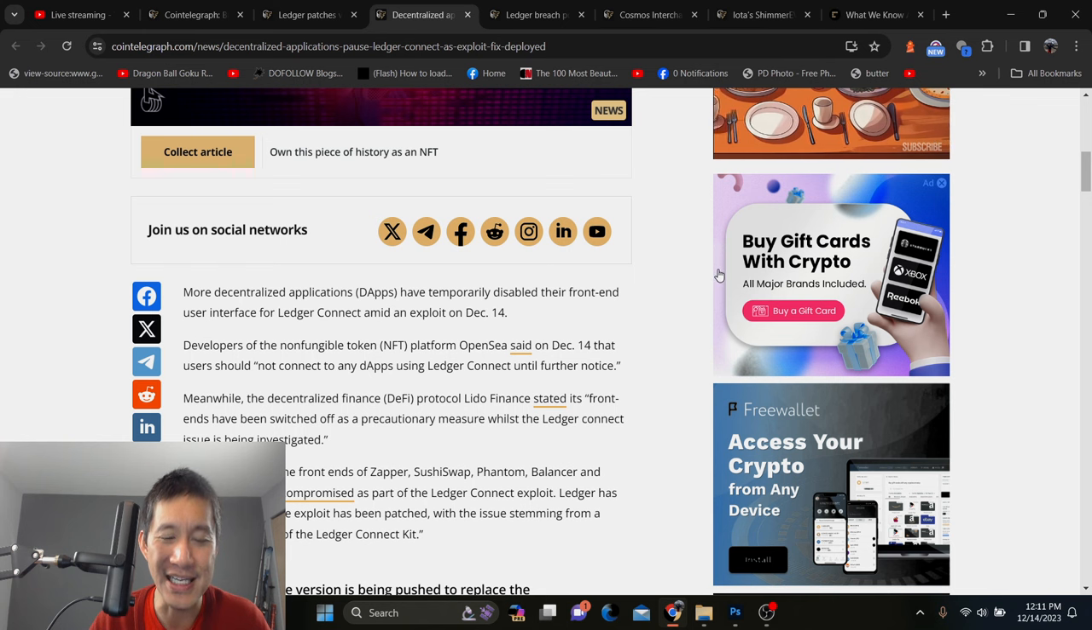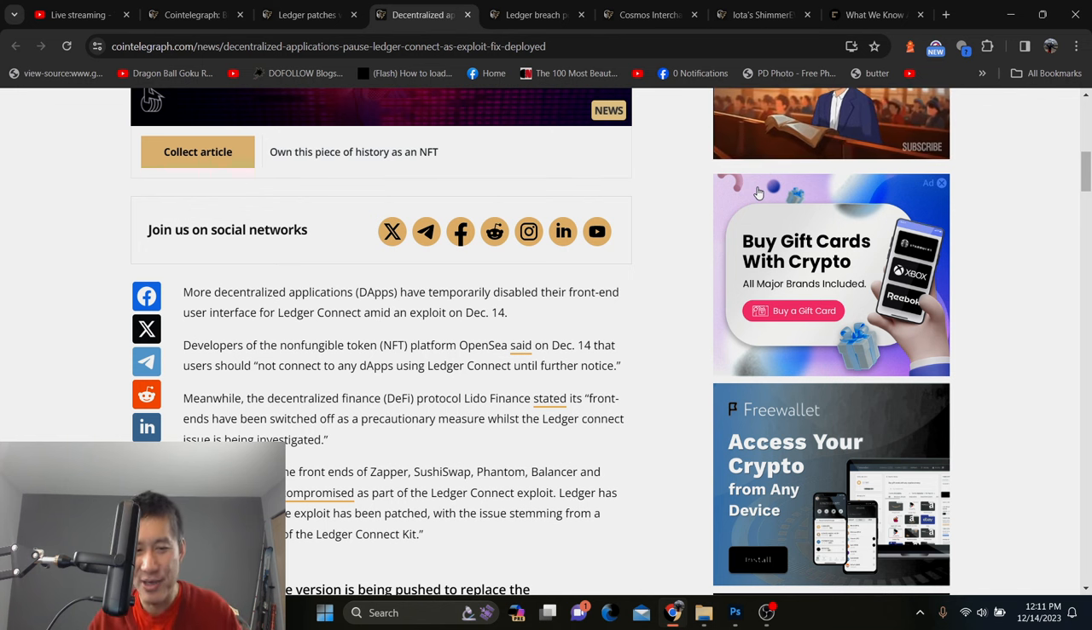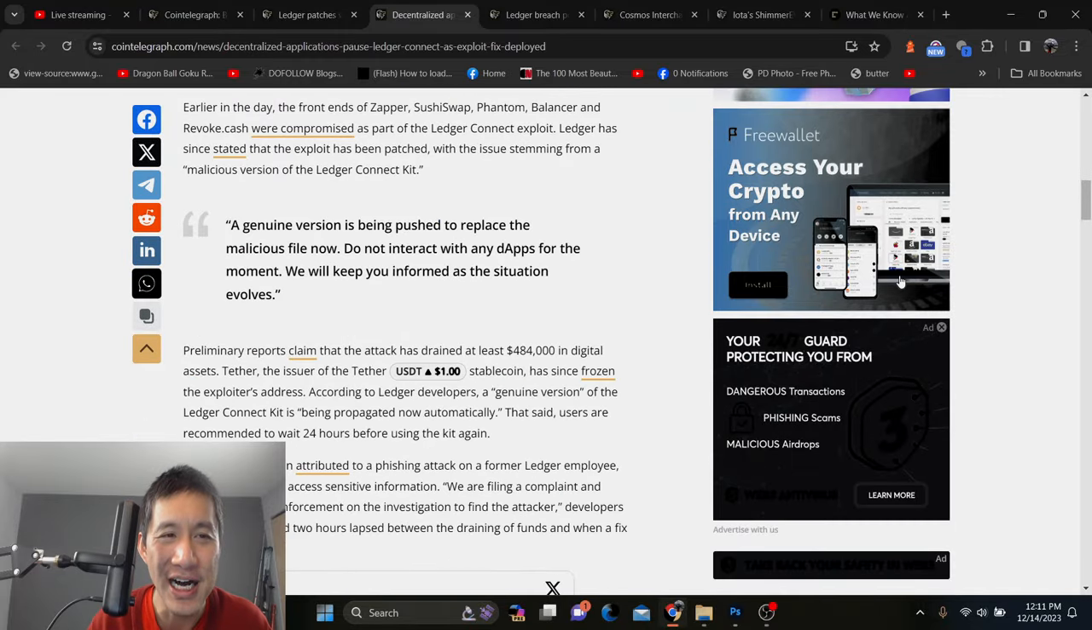The decentralized protocol Lido stated its front ends have been switched off. Everyone is blocking off Ledger Nano at this point because they have been compromised. Even though they've patched it, they need to make sure that everything is out because inside jobs are sometimes very hard to plug the holes with. A genuine version is being pushed to replace the malicious file now. Do not interact with any dApps for the moment. We'll keep you informed as the situation evolves.